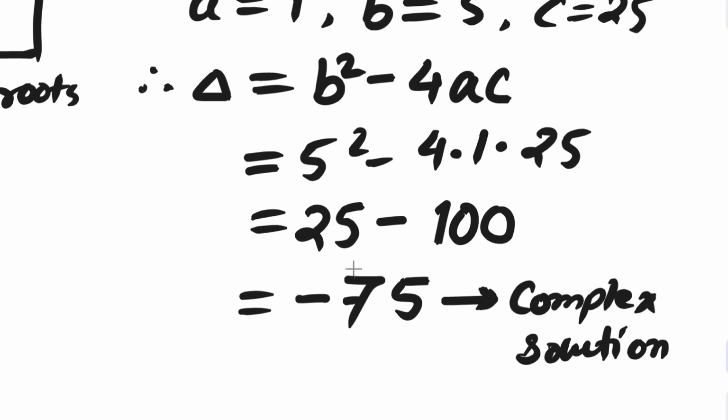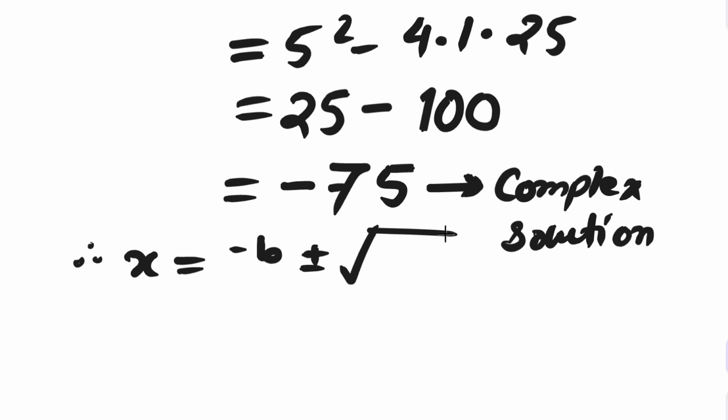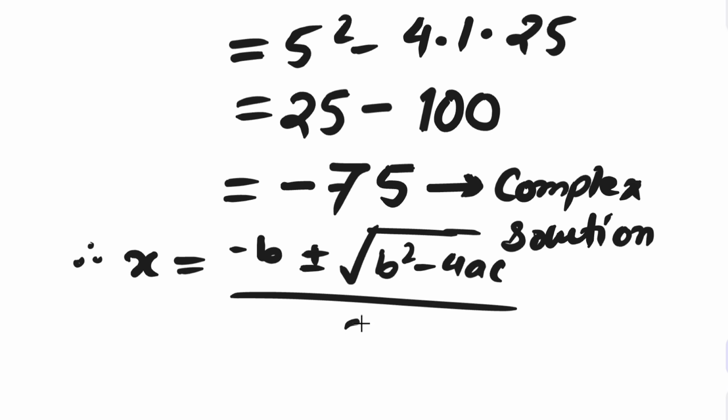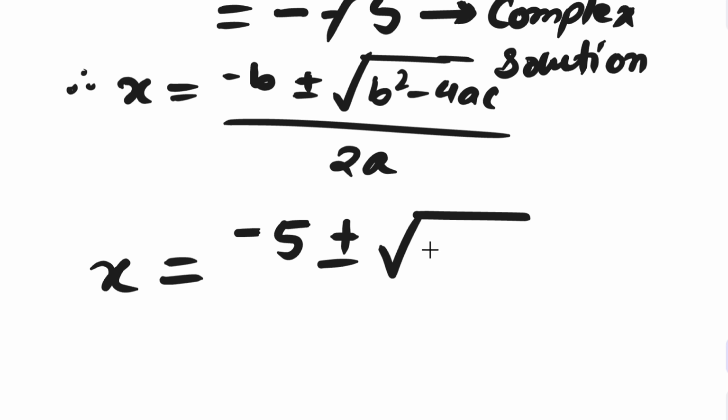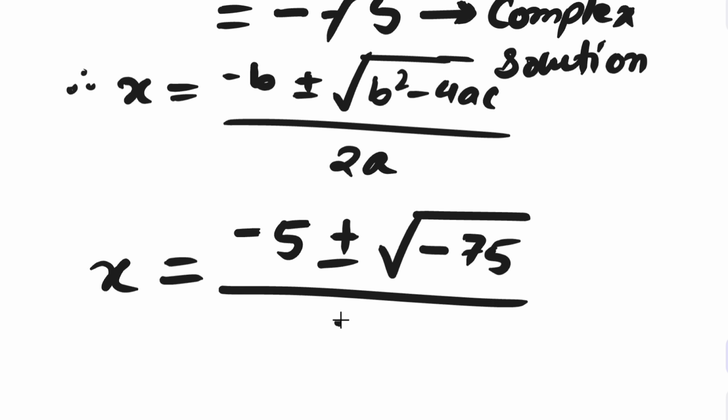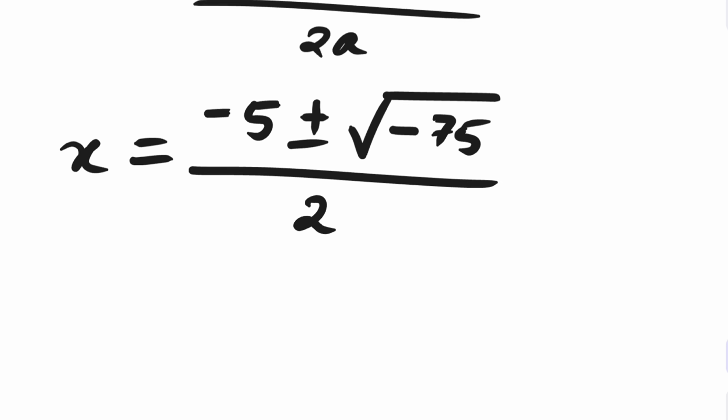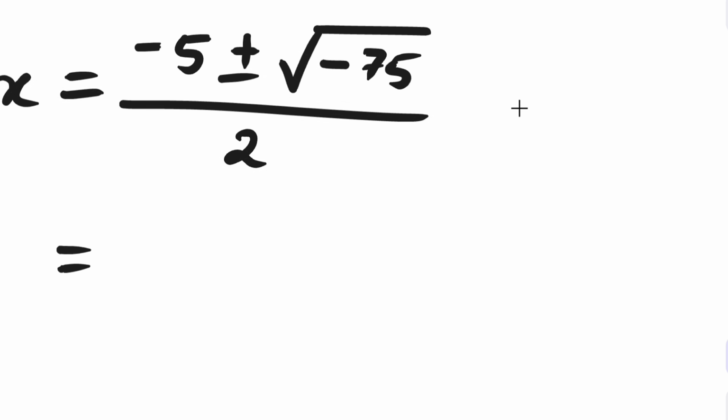So let's apply the quadratic formula. x equals negative b plus or minus the square root of the discriminant, all divided by 2a. Substituting our values, we get x equals negative 5 plus or minus the square root of negative 75, all divided by 2. Now let's simplify the square root of negative 75.